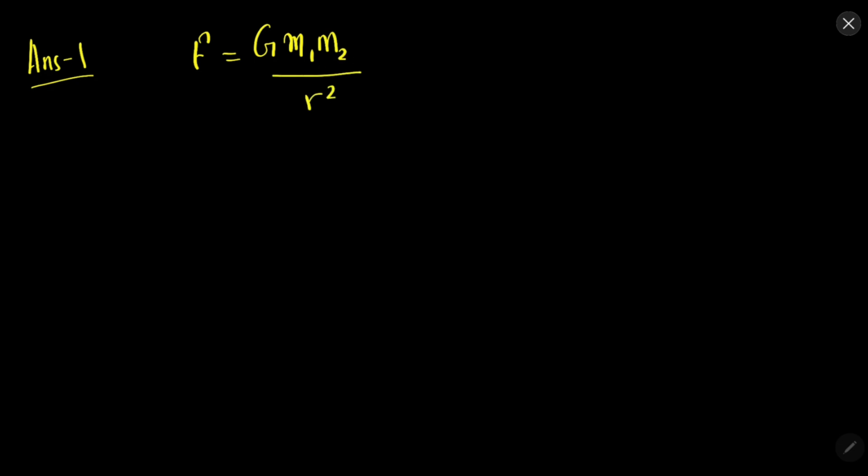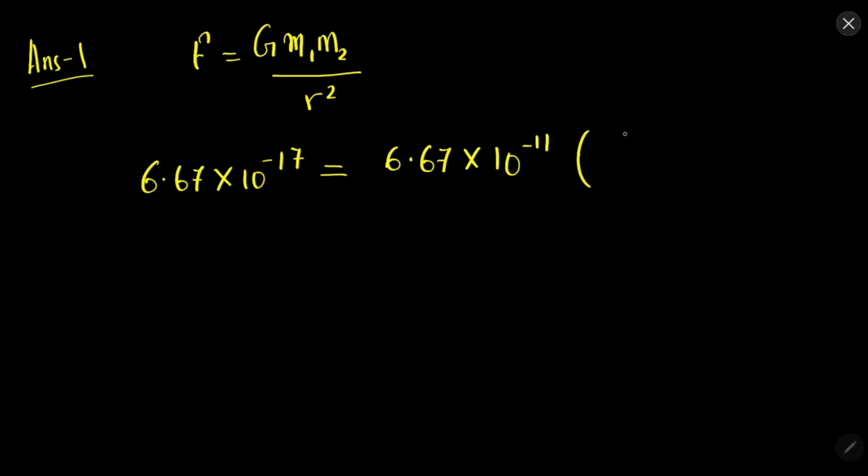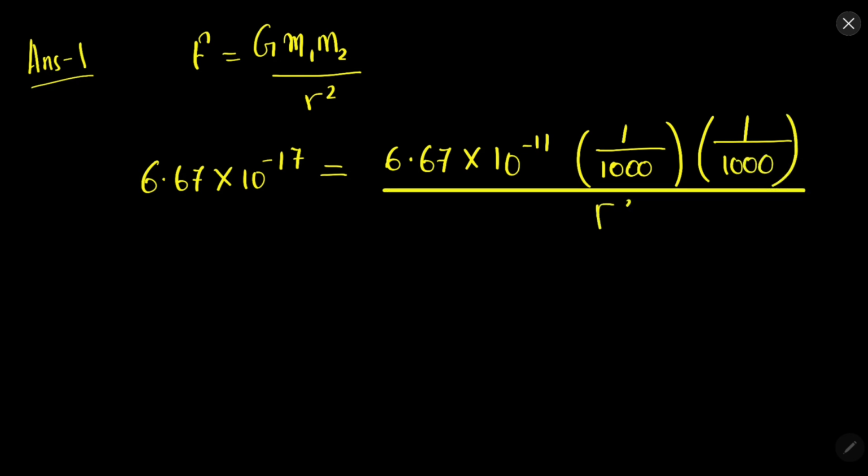So the formula for gravitational force, F is equal to G m1 m2 upon the distance square. The force is given, 6.67 into 10 to the power minus 17. The value of G is 6.67 into 10 to the minus 11, and again the mass is 1 gram. For 1 gram we will have to use kg as a unit, so 1 by 1000 kg, and we have two masses of the same 1 gram, so 1 by 1000 kg upon distance. R square is to be found out.